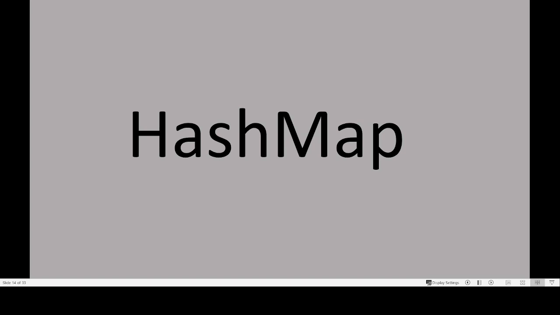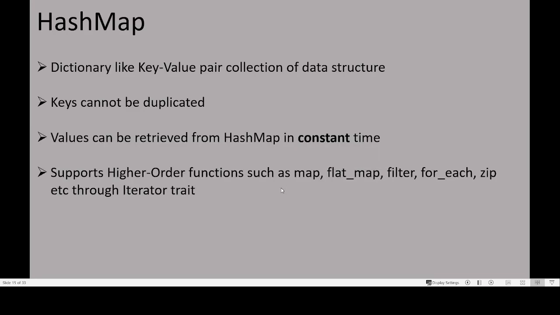Hi. In this episode, we are going to see about HashMap and BTreeMap data types in Rust. HashMap is like a dictionary, a key-value pair collection data structure. Keys cannot be duplicated and values can be retrieved from a HashMap in constant time. It supports higher order functions such as map, flat map, filter, for each, zip, etc. through the iterator trait.